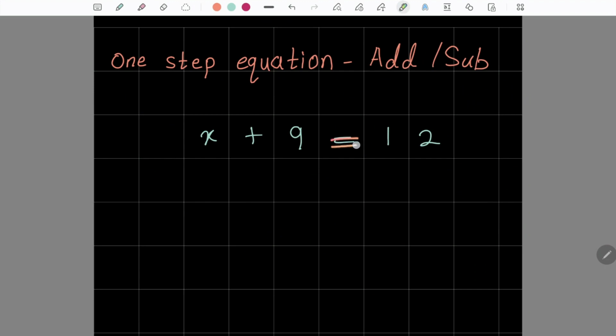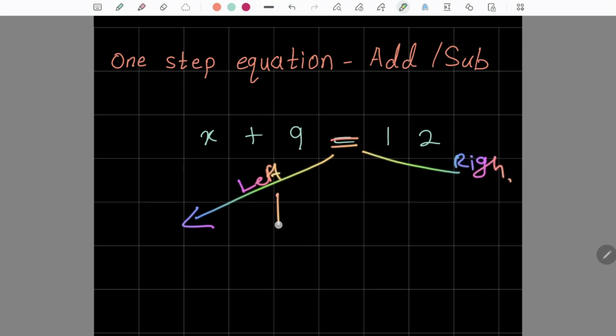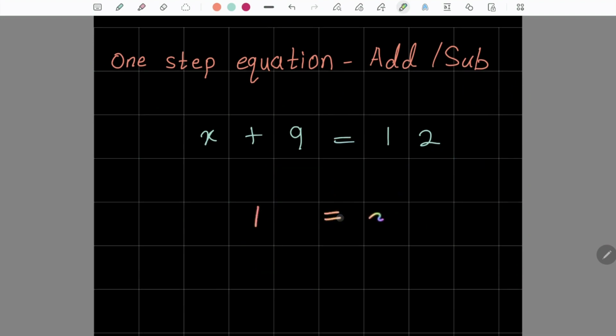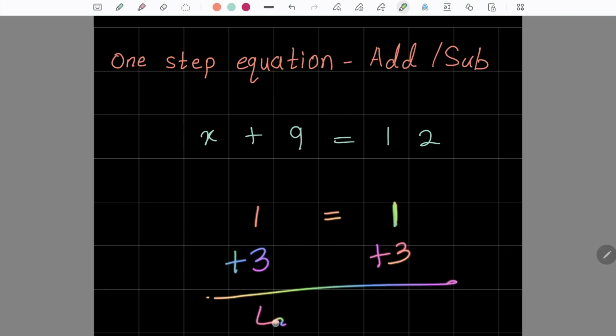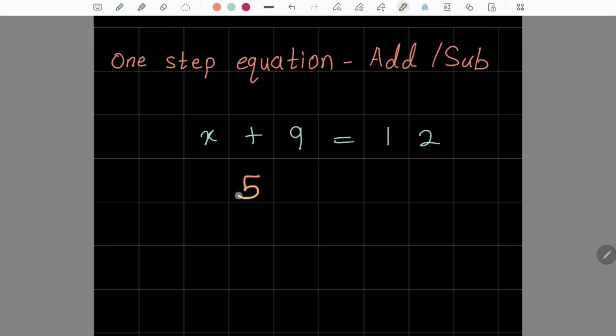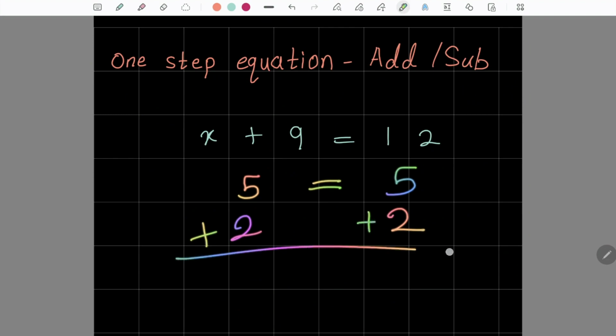Now also there is one more thing. When you have an equal sign, you can do whatever you want to the left side and the right side. For example, if you are adding plus 5 to the left side, you can do the same thing for the right side. It won't make a difference at all. Now let's say we have 1 equals 1. Then you can add any number you want to both sides, but the overall equation will be the same. Likewise, if we try 5 equals 5, and you want to add 2 to both sides, this would give us 7 equals 7.